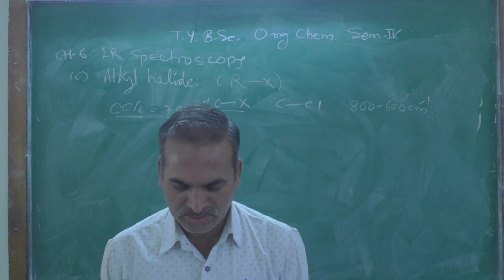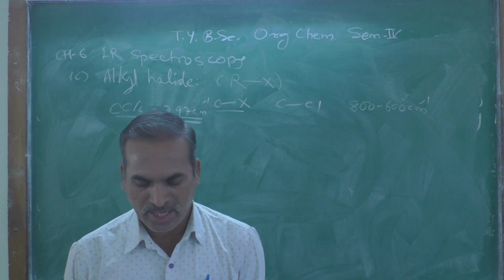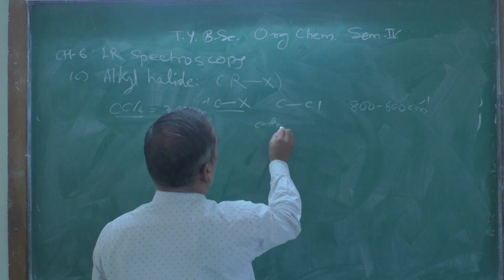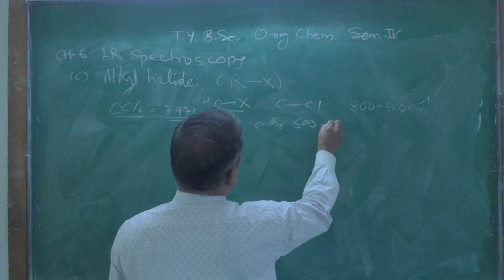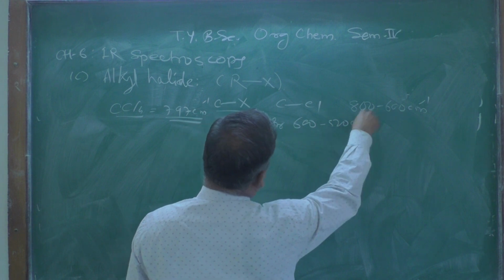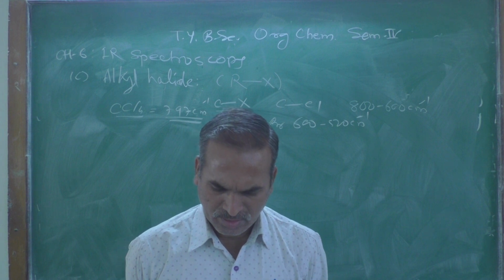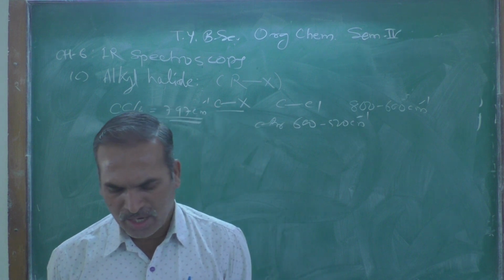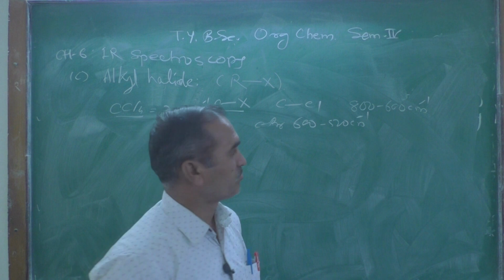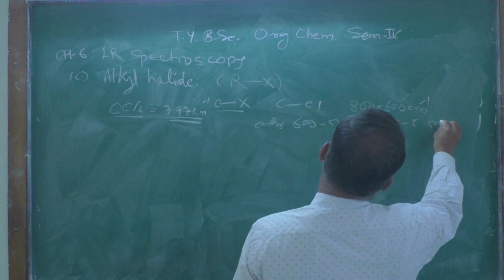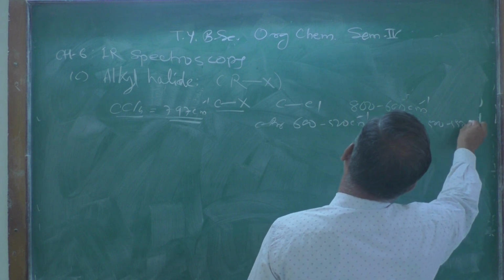Brominated compounds absorb in the range 600 to 500 per centimeter for C-Br, while iodo compounds absorb in the region 500 to 550 per centimeter.